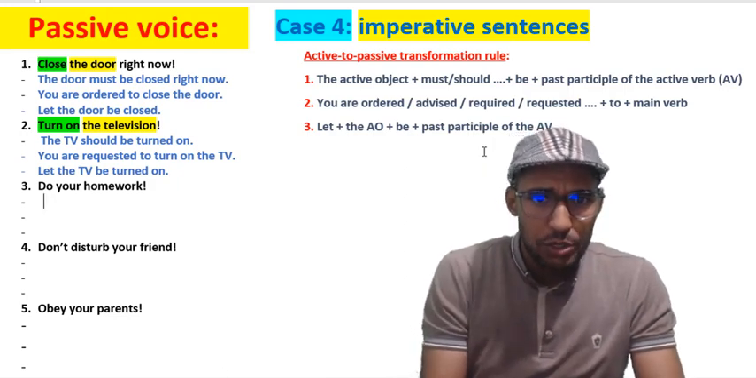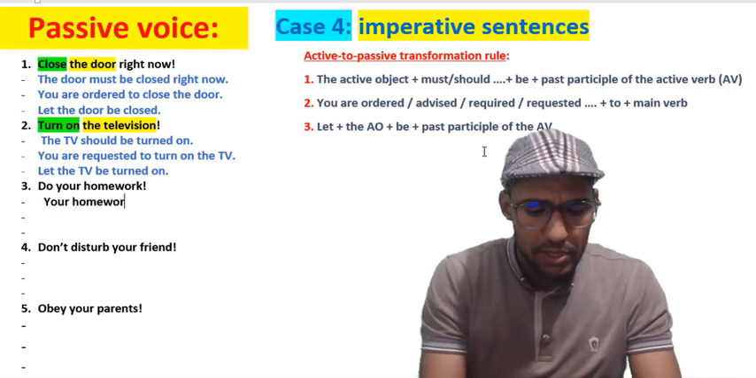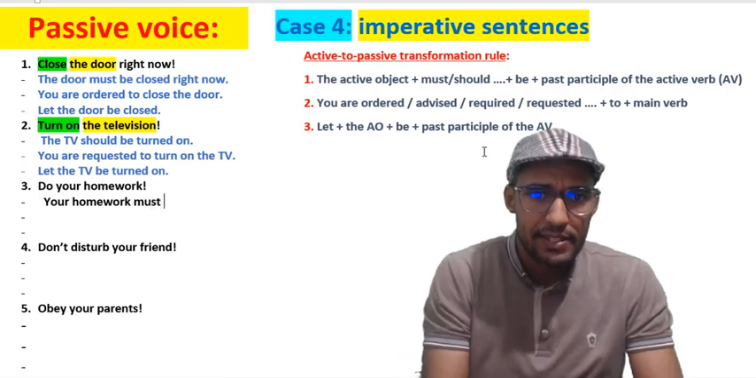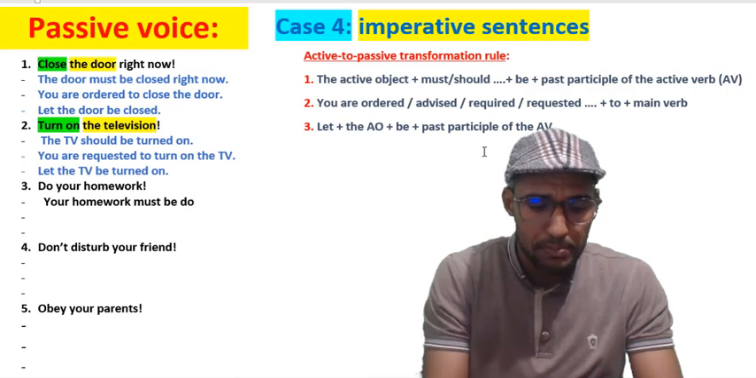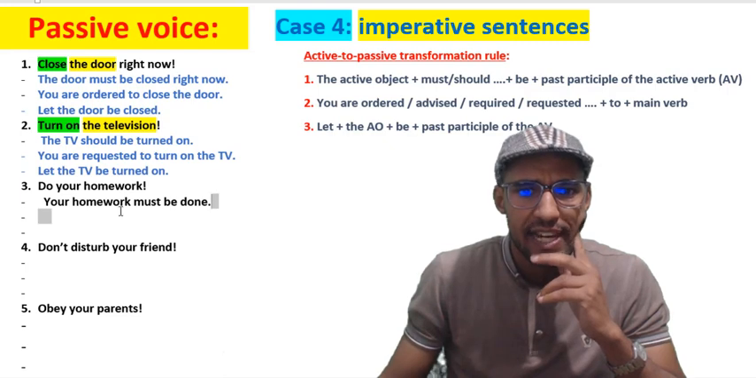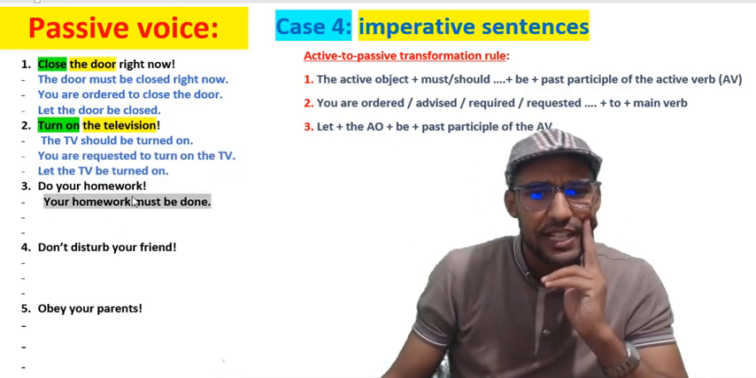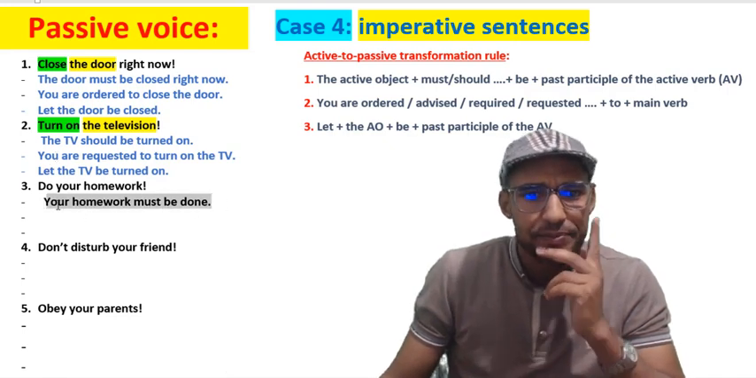So we would say your homework. We start as usual with the object, and then the modal verb like must be, and then the verb to do in the past participle, we say done. Your homework must be done, right? This is what a parent maybe says to his child. Okay.